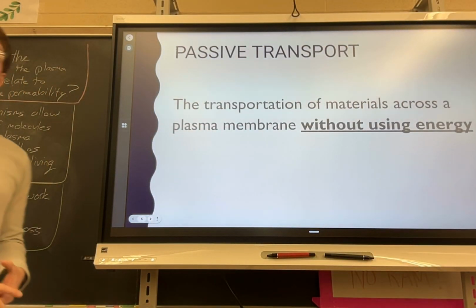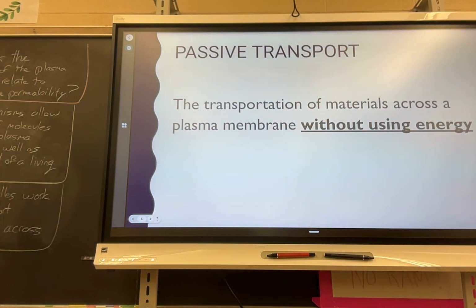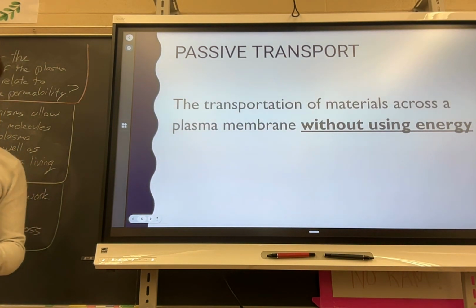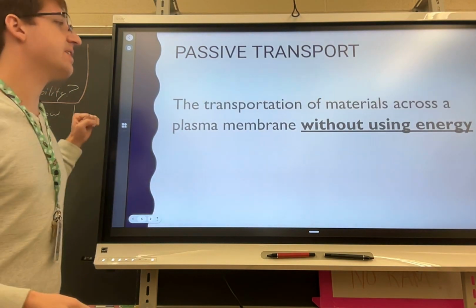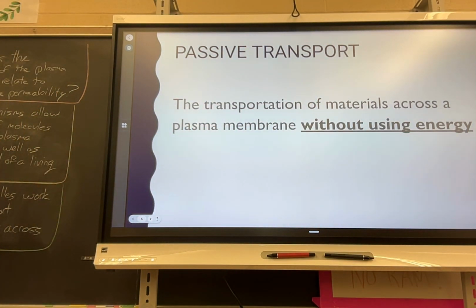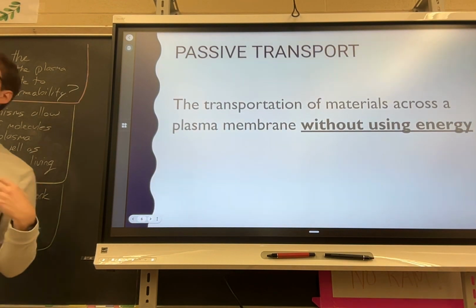So passive transport, we said the other day, is going to be transportation of materials without the use of energy. What was the type of energy that we talked about? ATP. So this type of transport is going to move materials, move particles without ATP. That's why it's passive. It's not using energy.